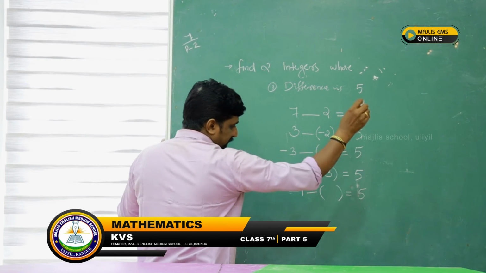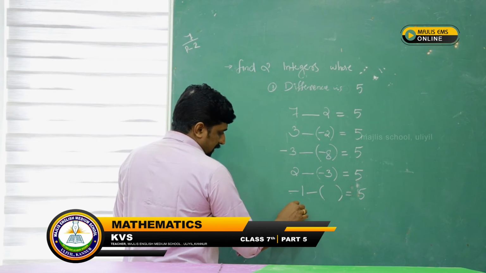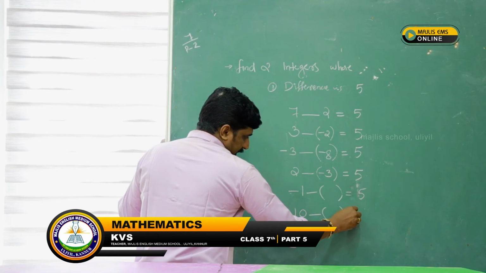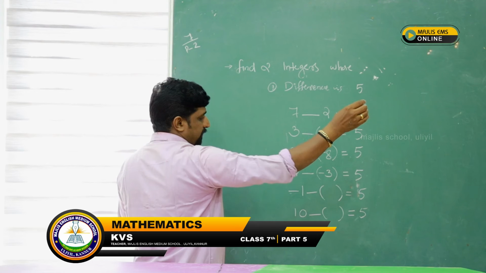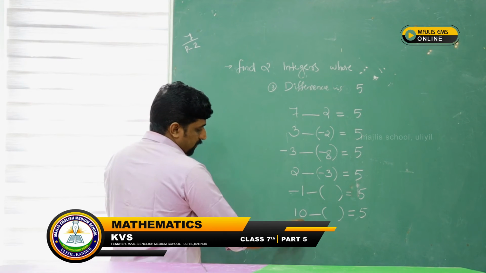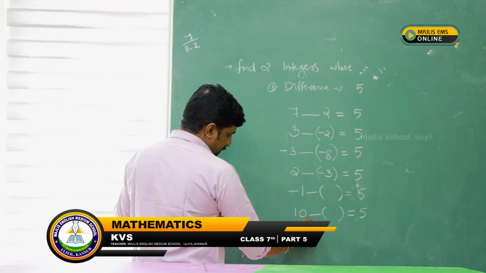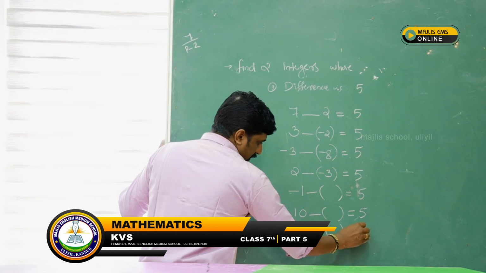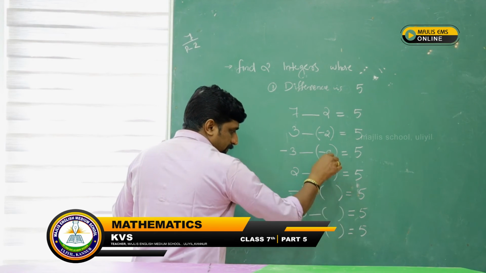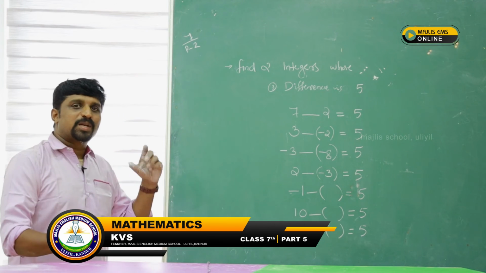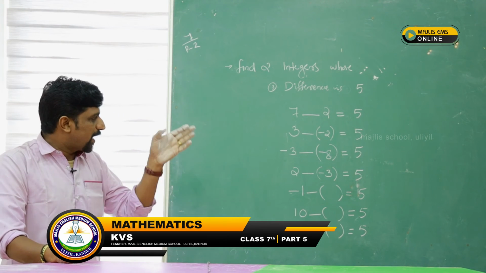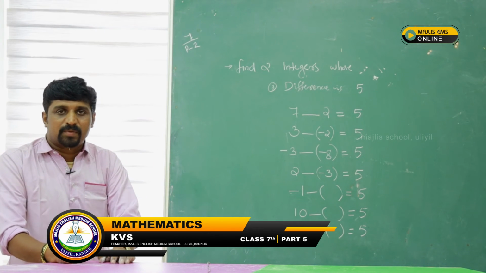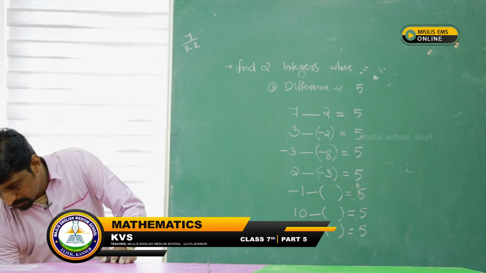Answer 5. Then 10 minus which number? The answer we need is 5. One more I can give you. Minus 8 subtract dash equal to 5. All these brackets you can fill later. You can find the answer; always we need the difference to be 5. Okay? Yes.